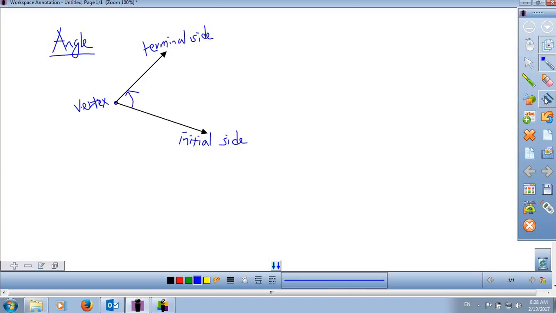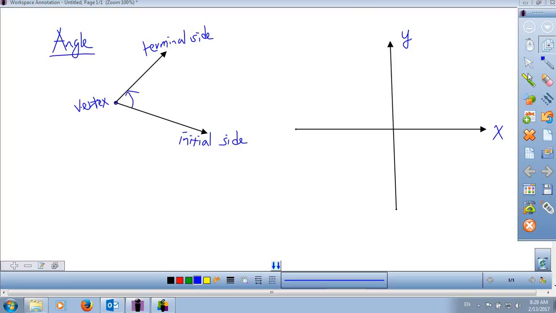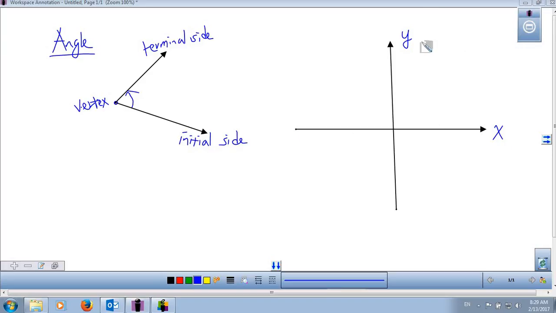Now, in geometry, usually we don't have a coordinate plane that we associate with, but in trigonometry we have to put things in coordinate planes all the time. So let's take a look at a coordinate plane here. To review, the horizontal axis is the x-axis and the vertical axis is the y-axis. When we put an angle onto a coordinate plane, we have some references.